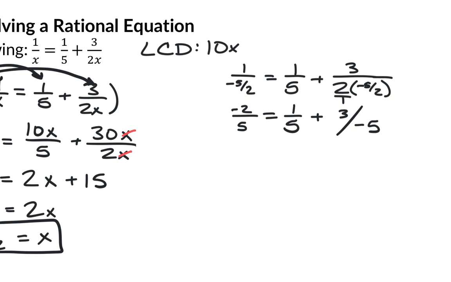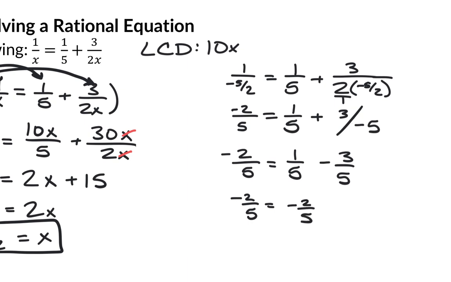Now the way I've written this actually makes this kind of confusing. Let me write them all as fractions looking the same so it's not sideways. This is negative 3/5. What is 1/5 minus 3/5? Negative 2/5. So we're good. We checked our work.